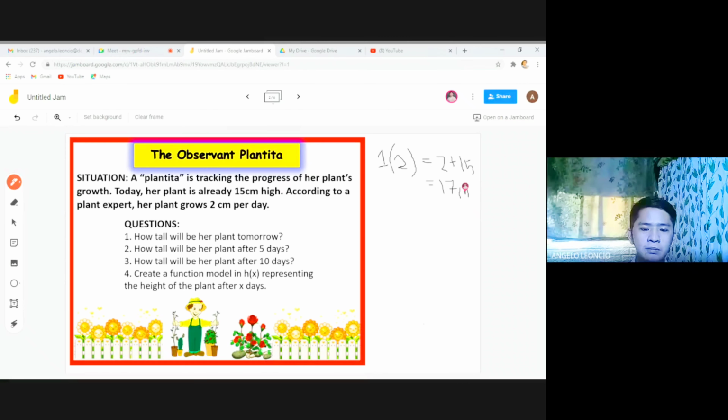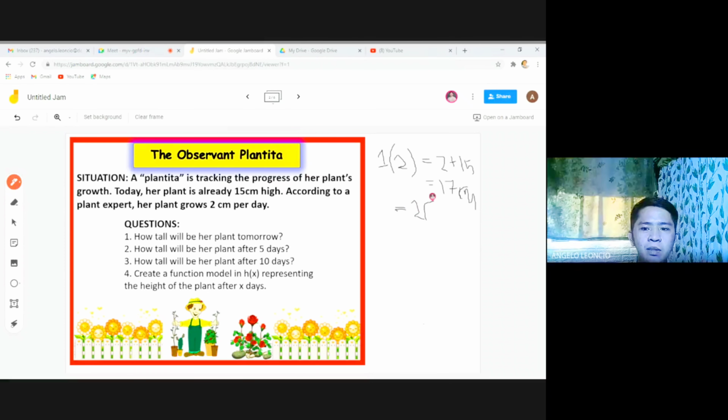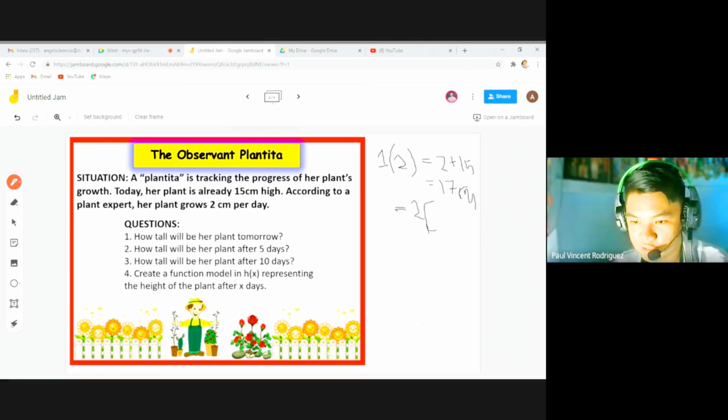Okay, that's correct. So for number 2, how tall will her plant be after 5 days? We will apply the same procedure. We will multiply 2 by the number of days, which is... Excuse me, you may go to the third slide of my Jamboard so we could have a bigger space for that.